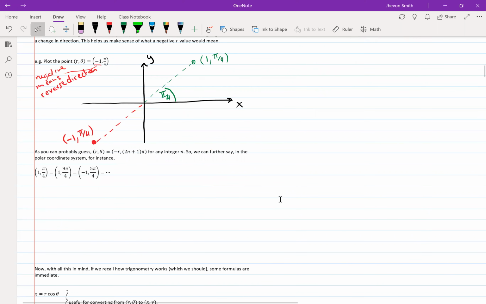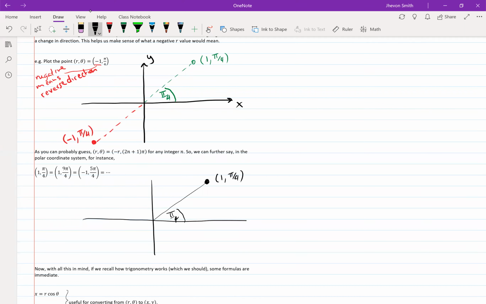So for example, again, let's keep this pi over 4 as the same guy. Here, I move pi over 4 along a distance 1, and that locates the point 1 comma pi over 4. Now, of course, I could go all the way around adding 2 pi, and that also gives me pi over 4. So this is the same as the coordinate 1 comma 9 pi over 4.